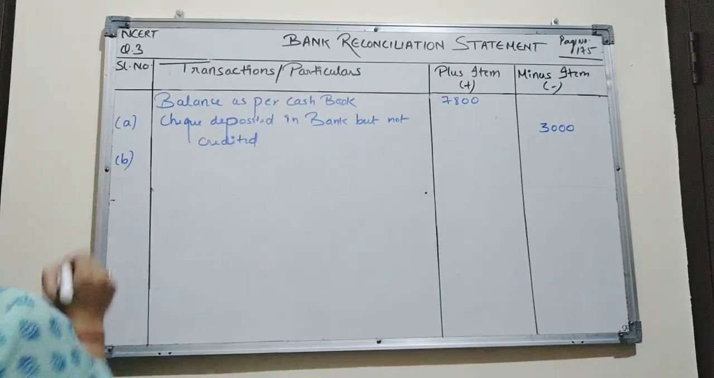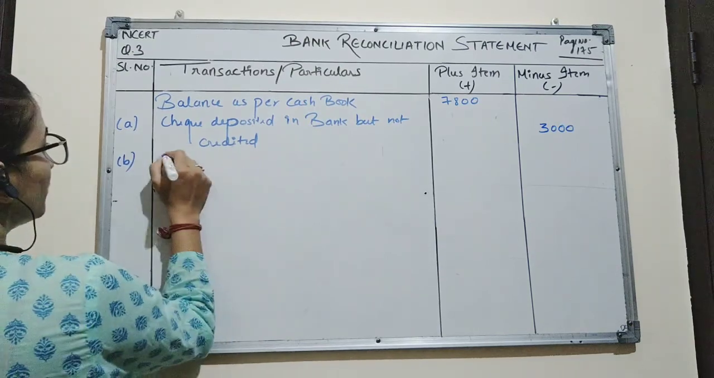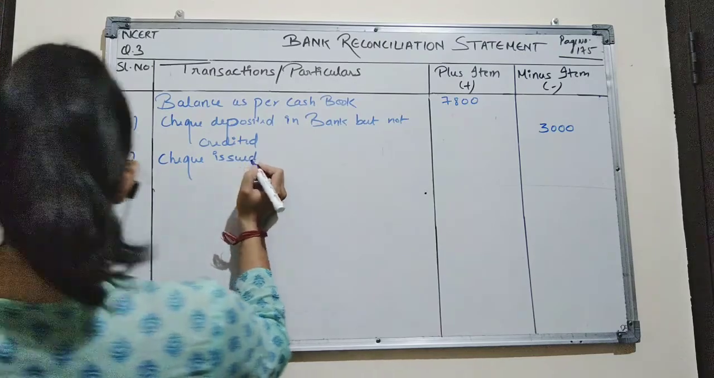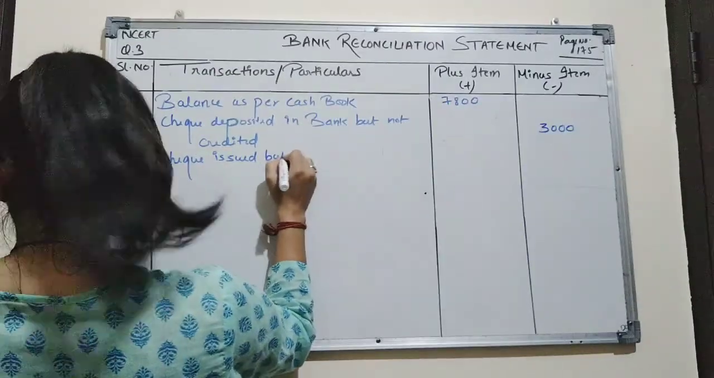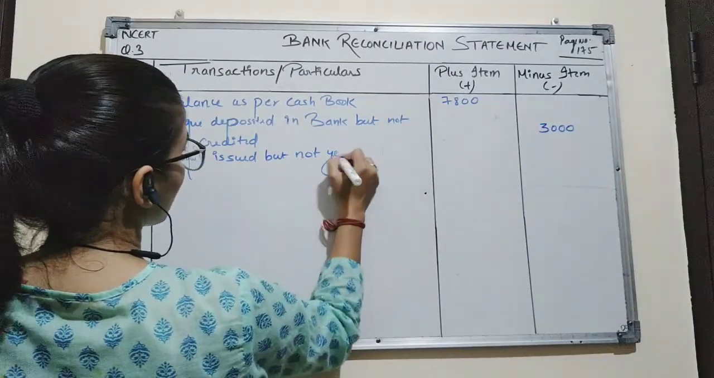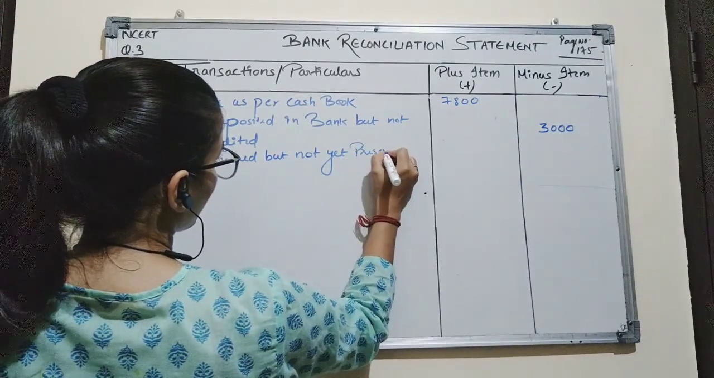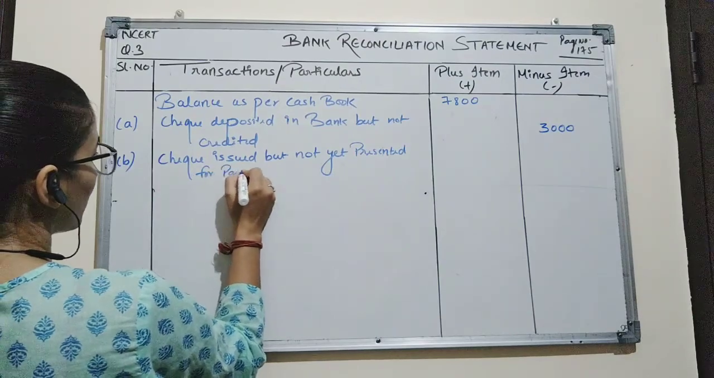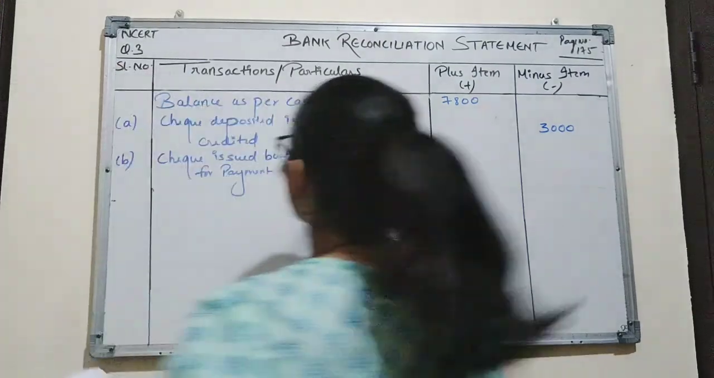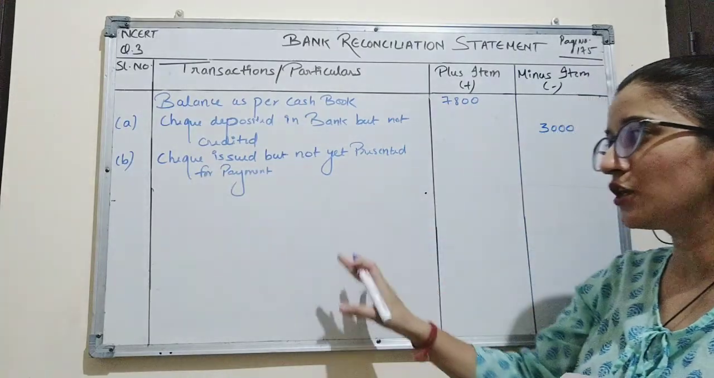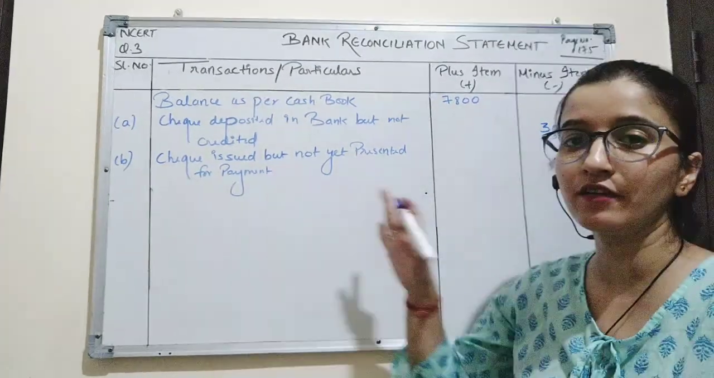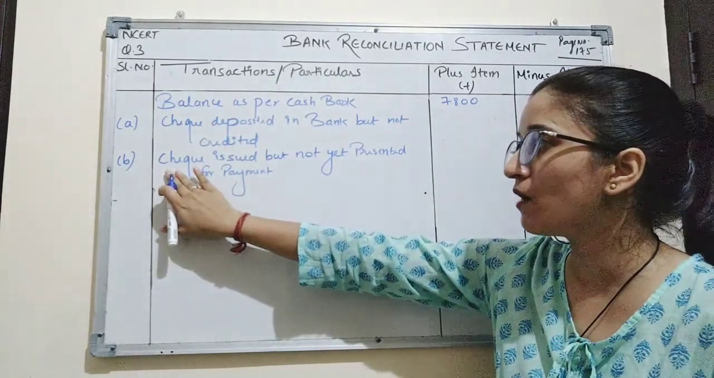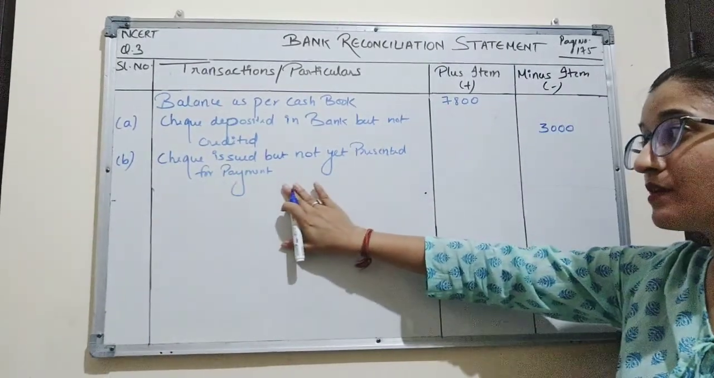Now the second transaction is cheque issued but not yet presented for payment. So in this transaction, the cheque has been issued but it has not been presented for payment. When a cheque is issued, the businessman will deduct the amount from his cash book, but it is not presented for payment.